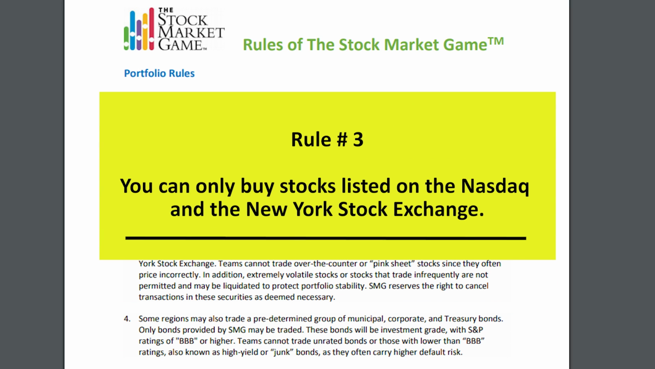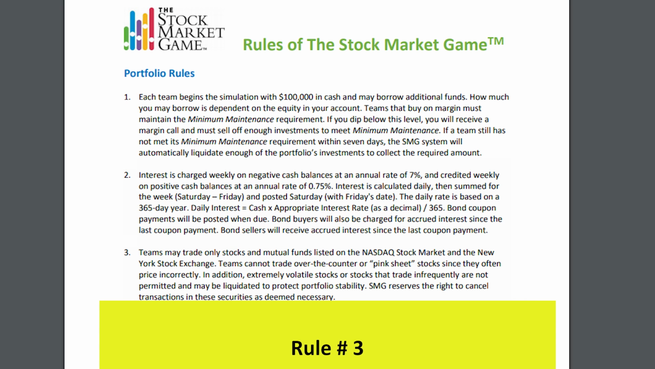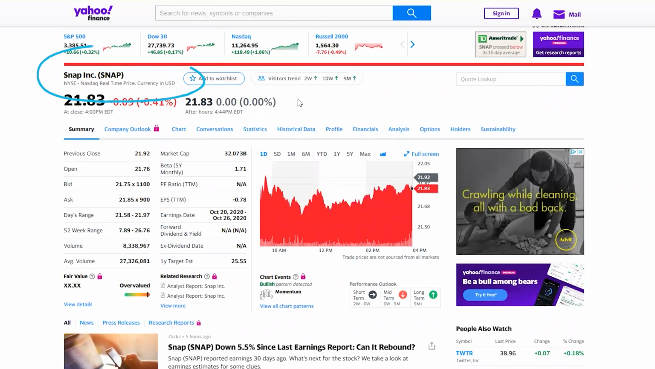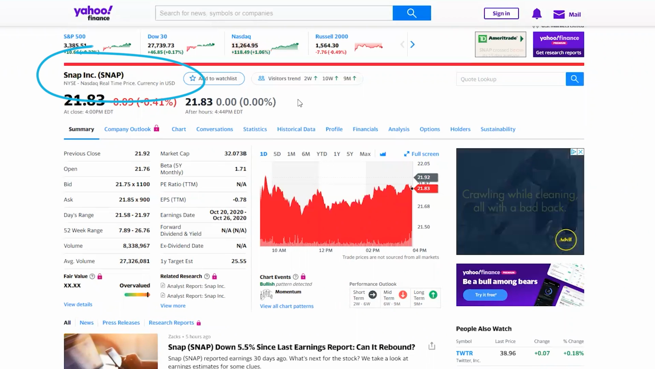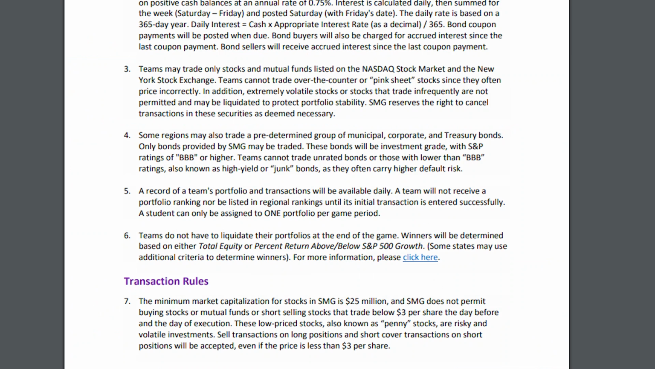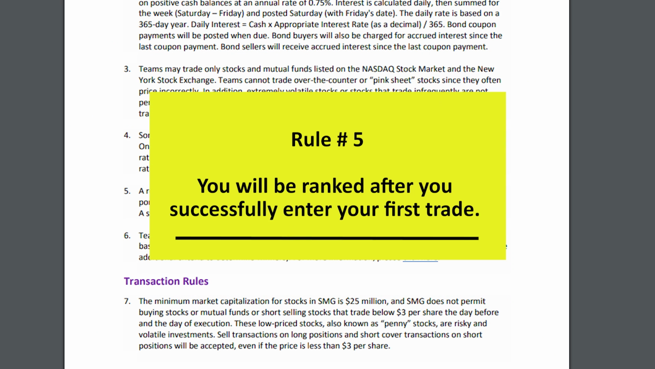Rule number 3. You can only buy stocks listed on the NASDAQ and the New York Stock Exchange. The NASDAQ and the New York Stock Exchange are two marketplaces called exchanges to buy stocks. When searching on Yahoo Finance or another financial news site, you can see what exchange a stock is trading on in their stock quote.